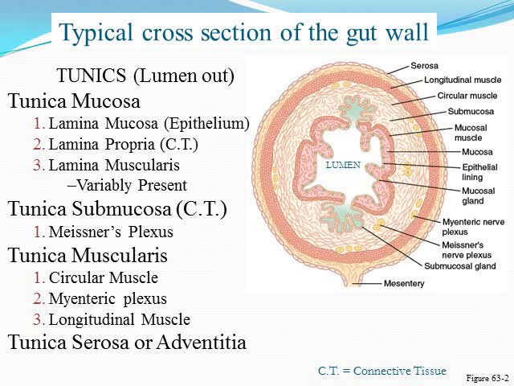Throughout most of the gut wall, we're going to have tunica serosa, which is that thin lining of epithelium that surrounds the outside of the gut and provides a protective barrier as well.